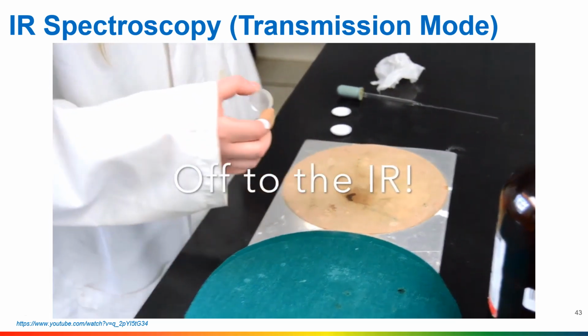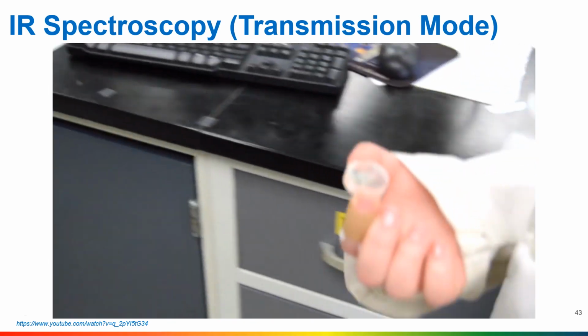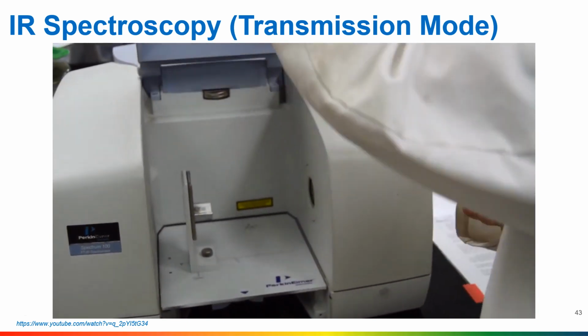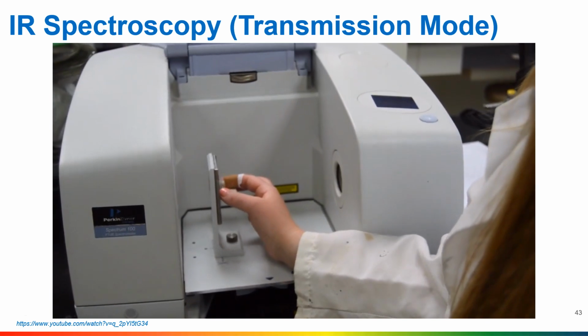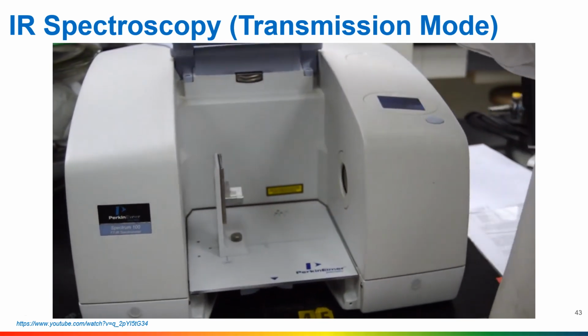Walk over to the IR and make sure that a background scan has been run with nothing in the way of the beam. Then, place your sample so that the beam is able to pass through it. You are now ready to scan. Your spectrum will be produced by the machine.